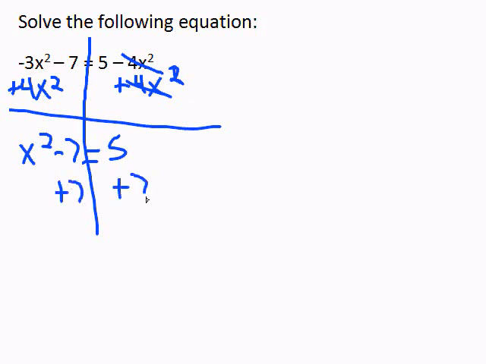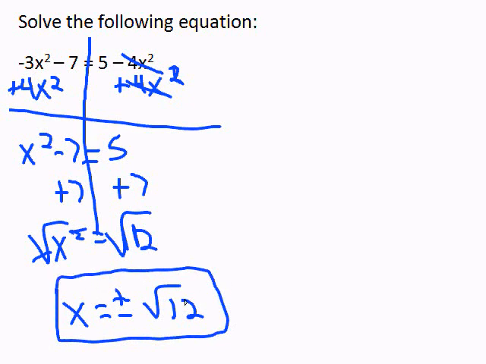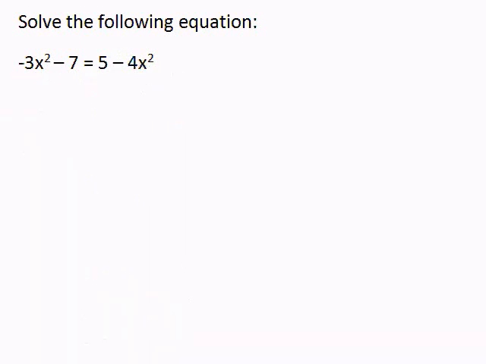Add 7 to both sides, giving me x squared is equal to 12. And then I'm going to take the square root of both sides. Giving me x, because the square root and the square cancel, x is equal to plus or minus the square root of 12. And that's going to be our final solution. Since we cannot reduce the square root of 12 any further, we're going to leave it just like this. If you had a calculator, you could type in the square root of 12 to get a decimal approximation.